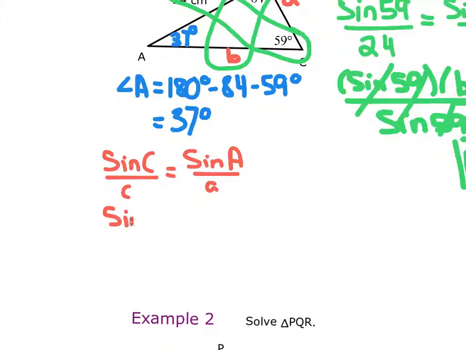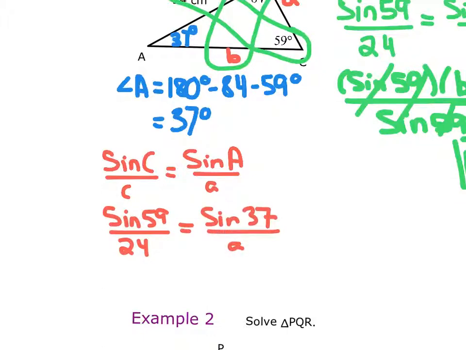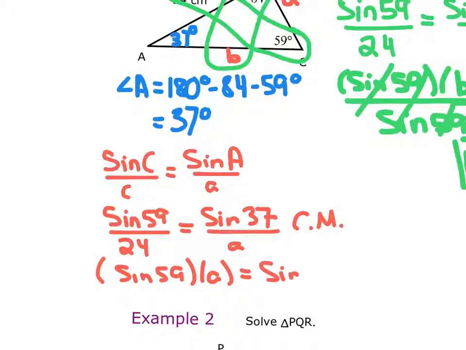So again, we set this up, sine 59 over 24 is equal to sine 37 divided by side A, which is what we're trying to find. We would cross multiply, and we're left with sine 59 times A is equal to sine 37 times 24. Again, you're trying to solve for A, so we're going to divide sine 59 to the other side.